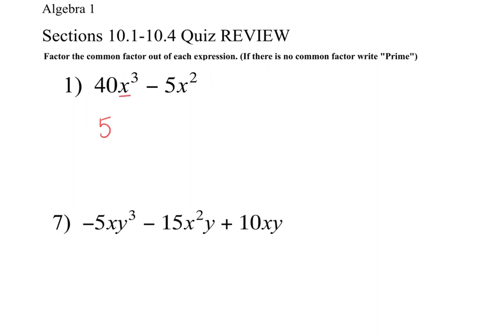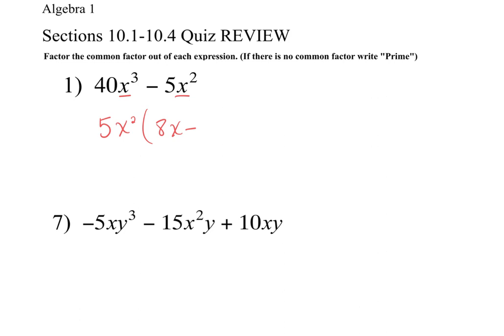Then you're going to look at your variables. You can only use the lowest amount of variables because that's all that one can give. So in this case, the most I can take out is 2 of those x's. So I'm going to take out x squared. And then you're just dividing. 40 divided by 5 is 8. I had 3 x's. I divided by 2 x's. I have an x left.